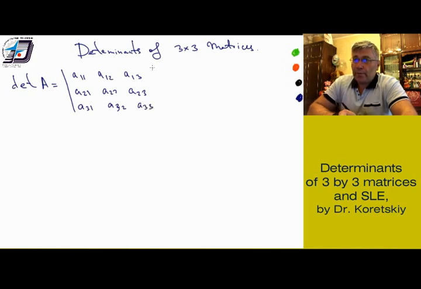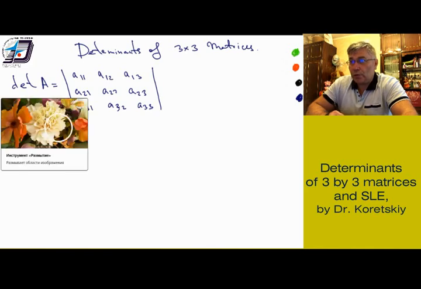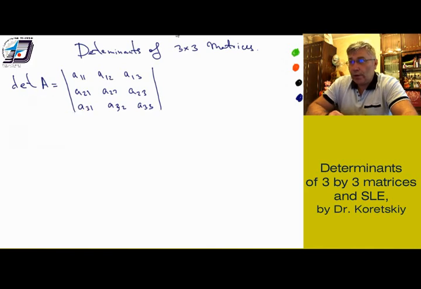For example, you have a 3 by 3 matrix, and I denote it as matrix A. Here we have the denotations we worked with: A11, A12, A13, A21, A22, A23, A31, A32, and A33.